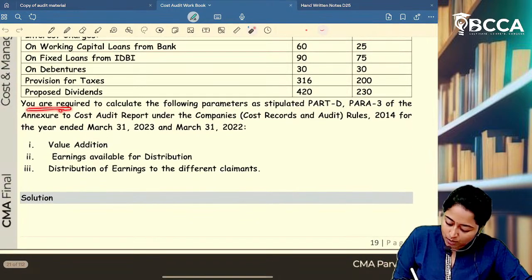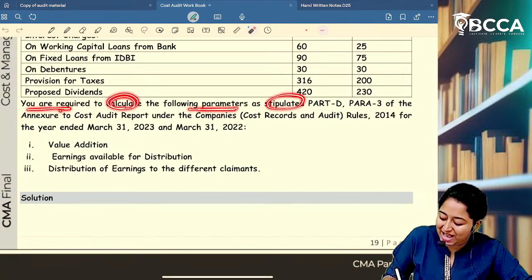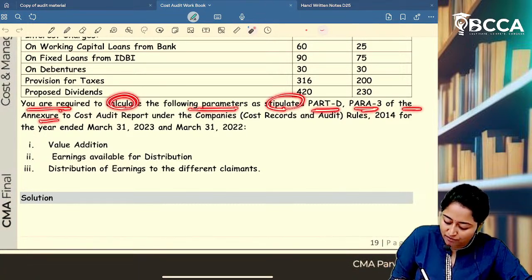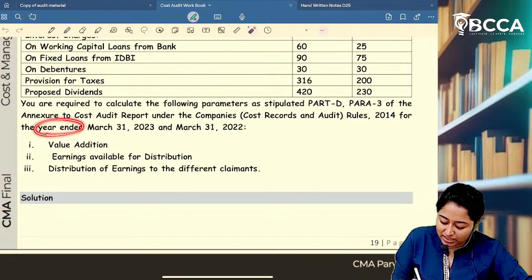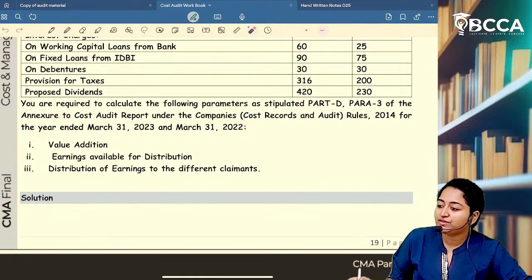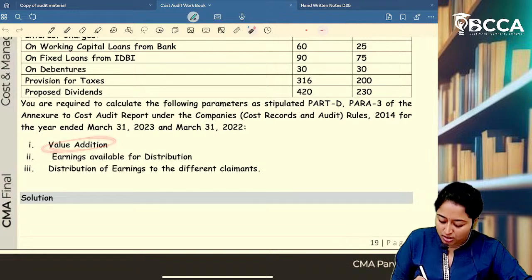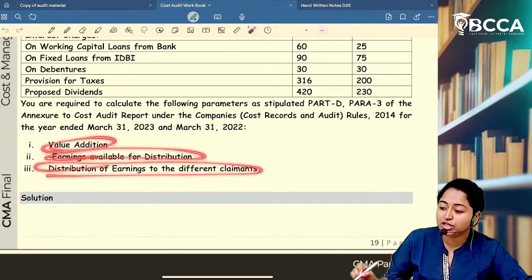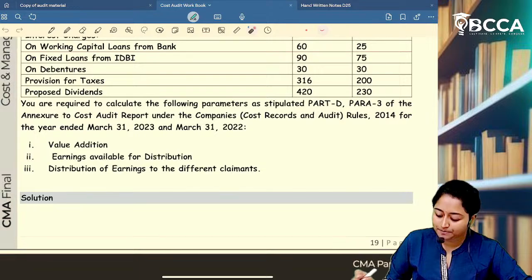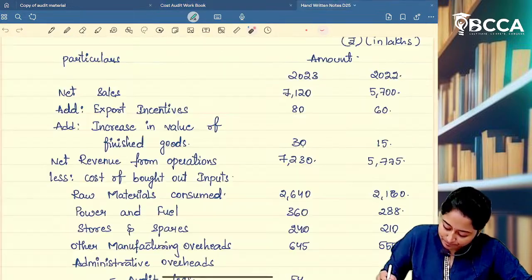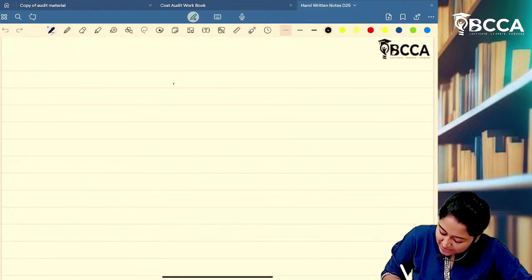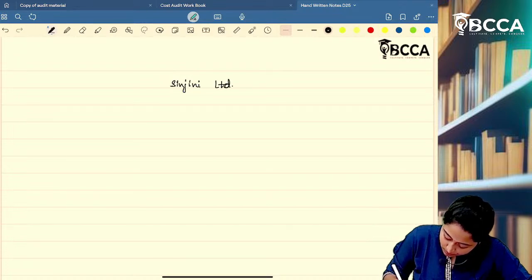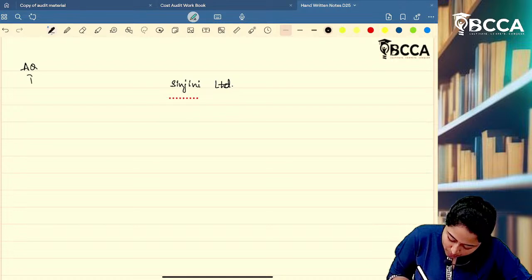Now, you are required to calculate the following parameters as stipulated in Part D, Para 3 of the annexure to the Cost Audit Report and the Companies (Cost Records and Audit) Rules 2014 for the years ended March 31st, 2023 and March 31st, 2022: value addition, earnings available for distribution and distribution of earnings to different claimants. Shall we do it? Now, first what will you write? You'll write Sinjini Limited. Write it as additional question number 1.